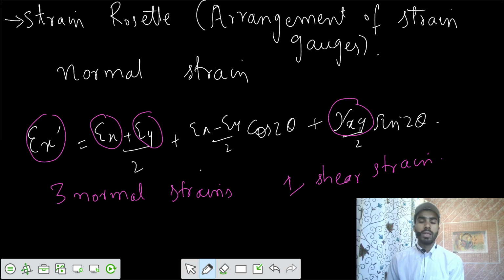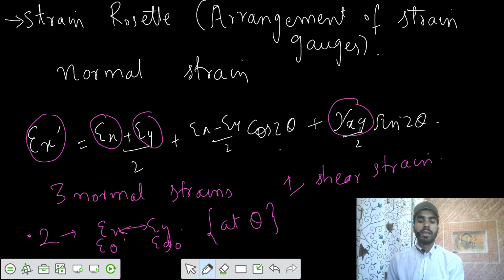But based on the arrangement of the strain gauges, if we use only two strain gauges, they will measure Ex and Ey, that is, strain at 0 degrees and at 90 degrees, two gauges at 90 degrees from each other. But you can't calculate the strain at any angle theta, the normal strain Ex dash, directly. Before that, you have to get gamma xy.